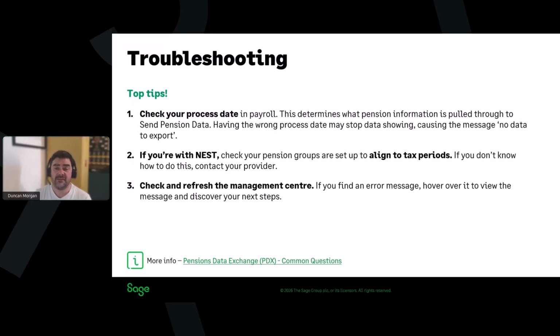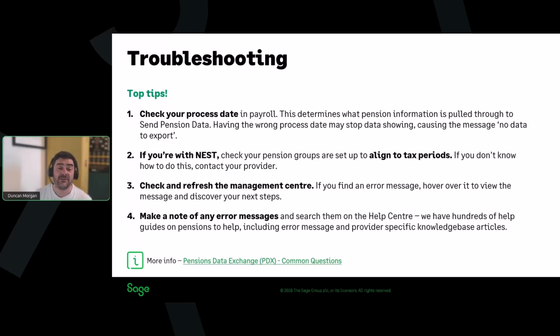Third troubleshooting step is to check the management center if you're getting errors. From your pensions module settings, you can open the management center from there and log in. And if you do see any errors highlighted, you'll be able to hover over the error message to view what it means and discover your next steps.